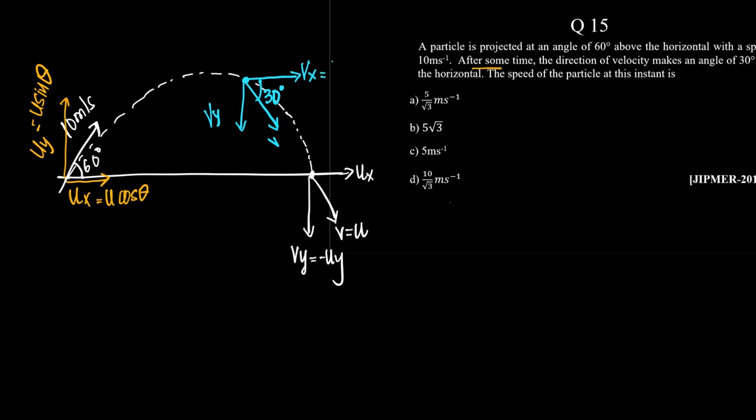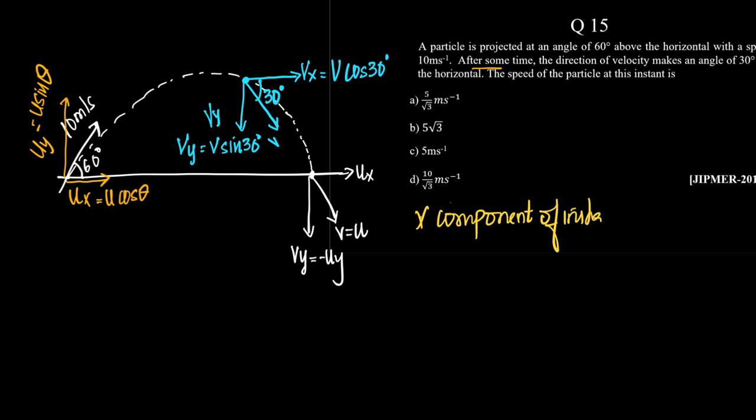Which means what is vx? Vx will be equal to v cos 30 degrees, and what is vy? Vy will be equal to v sin 30 degrees. Now what we need to understand is, as we discussed earlier, the x component of the initial velocity remains constant throughout the motion.